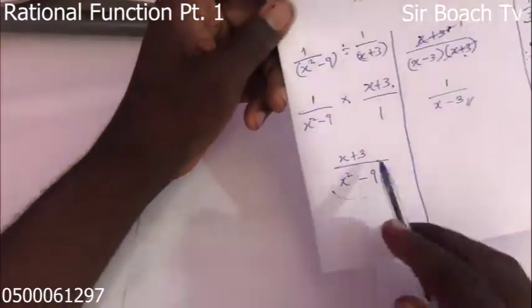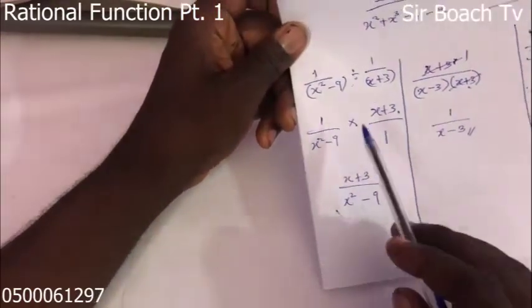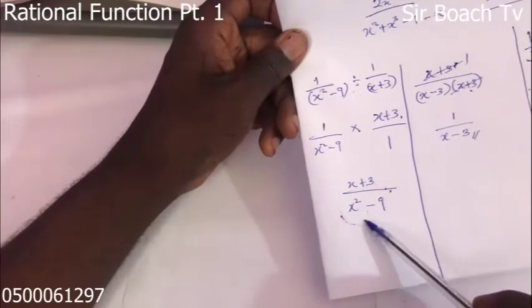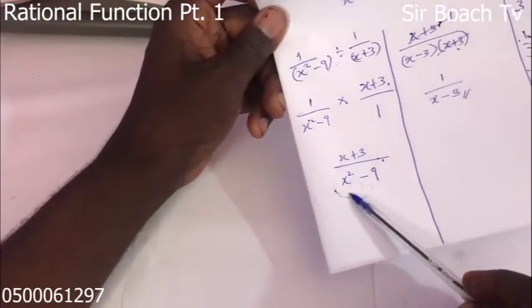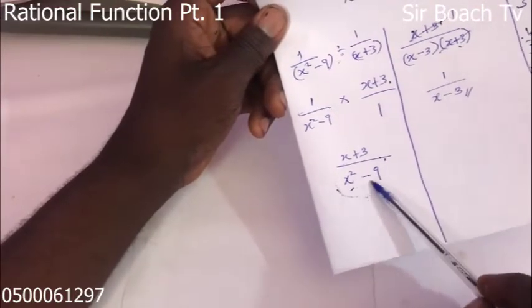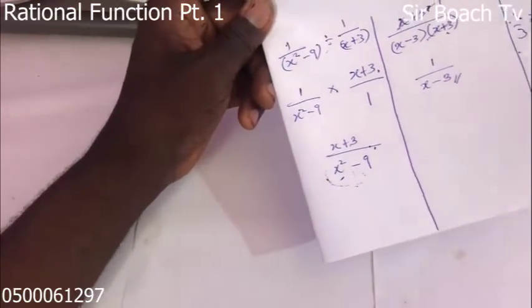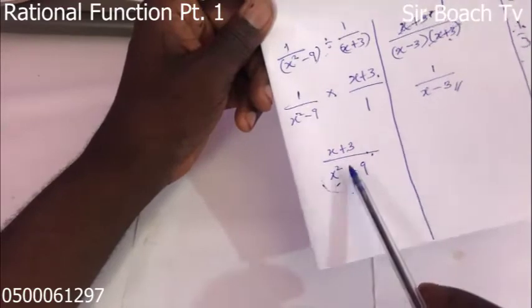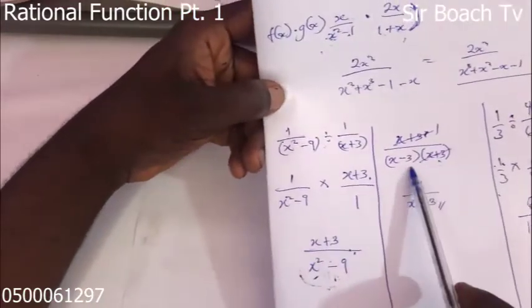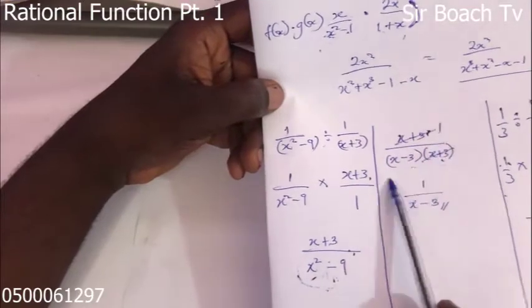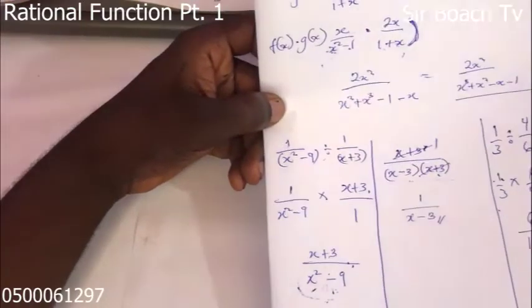Please don't be confused from here. After we reciprocated, we multiplied the top. We had this, and the bottom also gave us this. But the bottom here is a difference of two squares, because of the x squared and the minus here. And 9 can be broken into 3 and 3, so it will be x plus 3 and x minus 3 for this one. That's why we had it over here. Then we cancelled this and this, and we were left with 1 over here. So we had 1 over this one as our final answer.